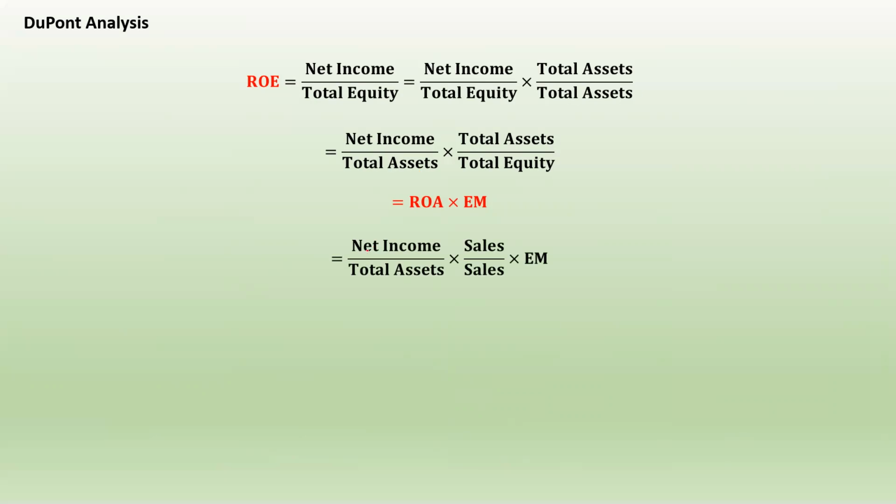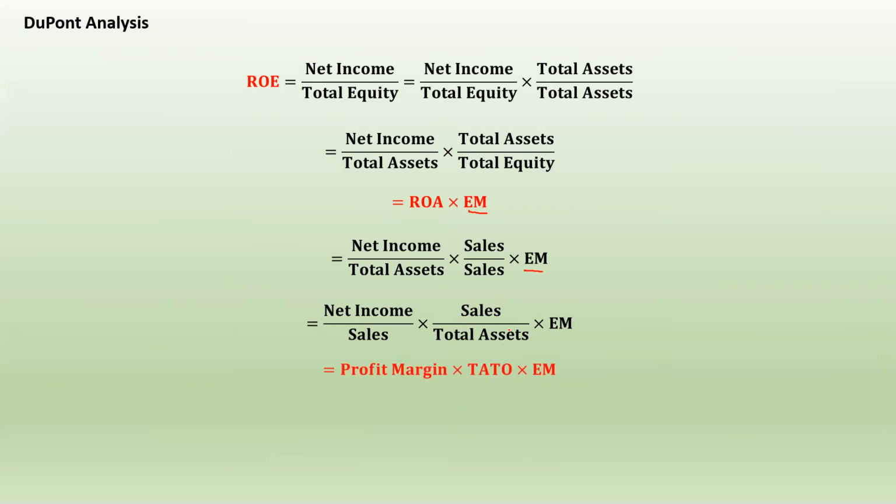Return on assets equals net income divided by total assets. We can multiply by 1, which is sales over sales. This equals 1. And the equity multiplier, we just keep as itself. And we rearrange it. So it equals net income divided by sales, times sales divided by total assets. Net income divided by sales, that's profit margin. The sales divided by total assets, that is total assets turnover. So ROE, return on equity, can further decompose as profit margin times total assets turnover times equity multiplier.